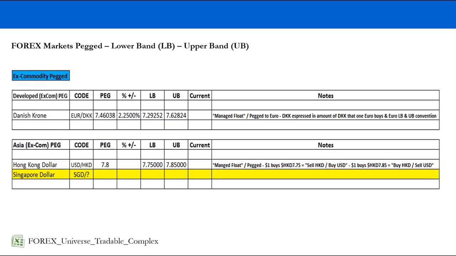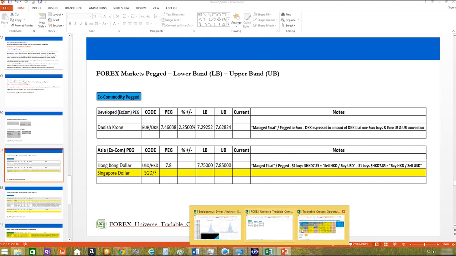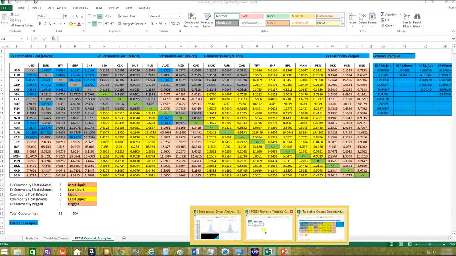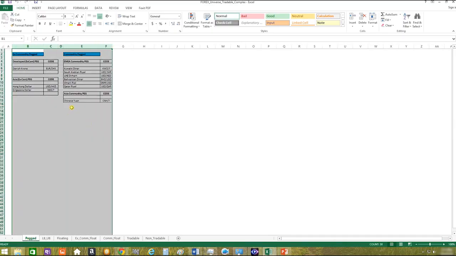And what we've done for you in the download section of video number 2, there is another spreadsheet entitled FOREX Universe Tradable Complex. And in the first couple of sheets within the spreadsheet file, you're going to see tables which relate to pegged regimes. So let's go in there and open this up now. So what we have here is ex-commodity pegged and commodity pegged.